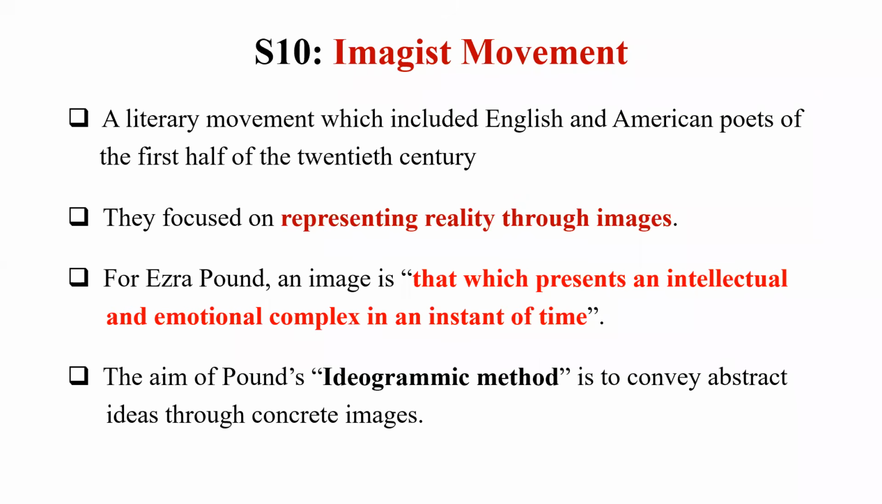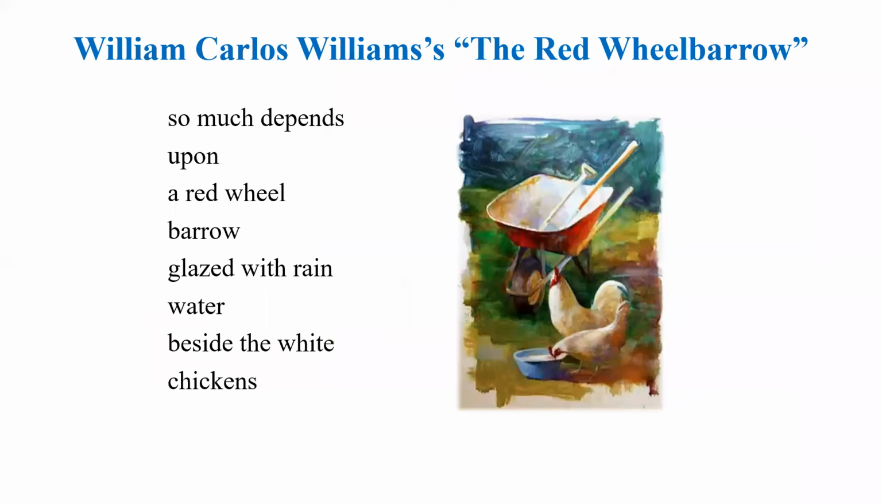He calls his method the ideogrammatic method: how to convey abstract ideas through concrete, graphic images. Ideo means idea, and grammic means writing. So abstract ideas through concrete images. How can you represent love, or certain feelings, only through concrete images, through imagist poems? One of the examples is William Carlos Williams, The Red Wheelbarrow.